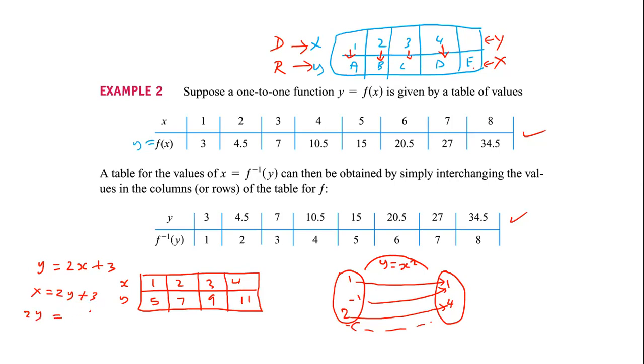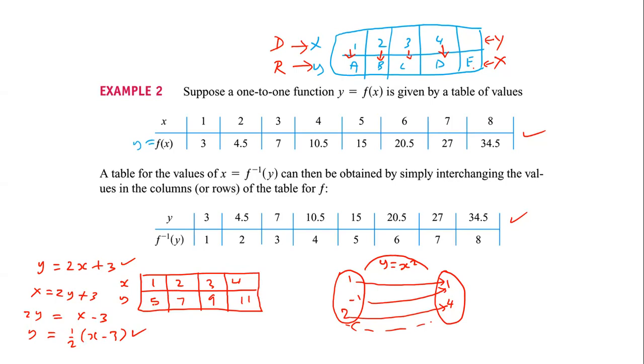If I put 2y on this side, then I will have x minus 3 on the other side, right? And then I can solve for y, and I will have half of x minus 3. So y equals half of x minus 3. Okay, now verify that this is indeed the inverse of this.